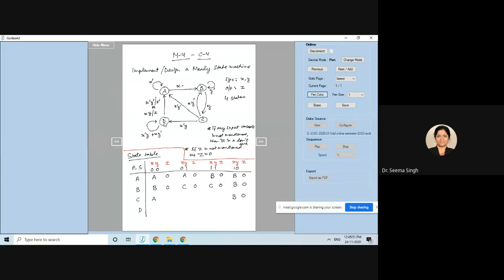Now, C to D, when will it happen? When it is 0 and 1. Right? C to D, it will happen when it is 0 and 1. Of course, Z is 0. Now, can you see? I am not able to get what I should do for x equal to 1 and y equal to 1. Why am I not able to do it? Because this state diagram is not complete. And this part I have missed.